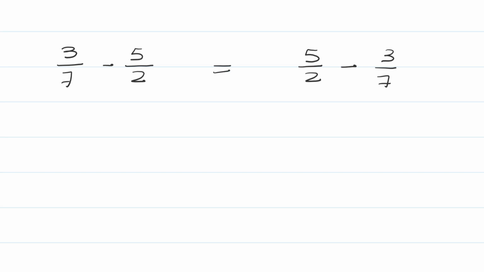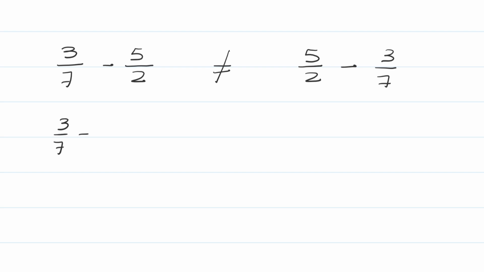We cannot use this property for division and subtraction. Consider example 3 by 7 minus 5 by 2. To change order, 5 by 2 minus 3 by 7, then left hand side will not be equal to right hand side. So subtraction is not commutative for rational numbers.